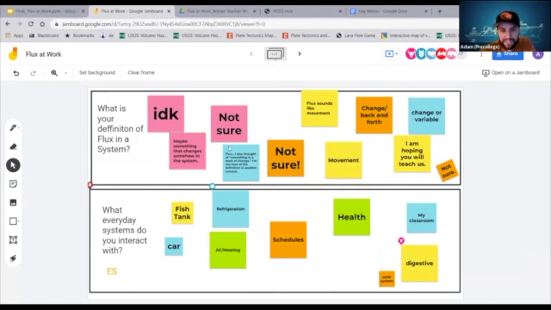And then I see other ones about change, movement, not sure. Flux sounds like movement. Change the variable. So we are getting to the dynamic nature of flux. We are going to be talking about a change. And then also the everyday systems. And this will be helpful in this activity as we get to thinking about what everyday systems your students interact with that they can maybe find a flux in. So now let's go back over to our presentation here.